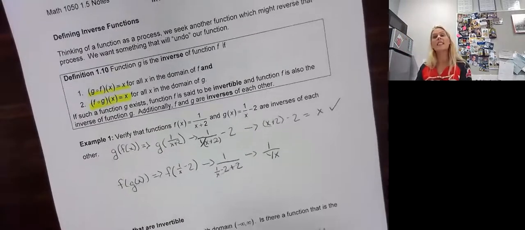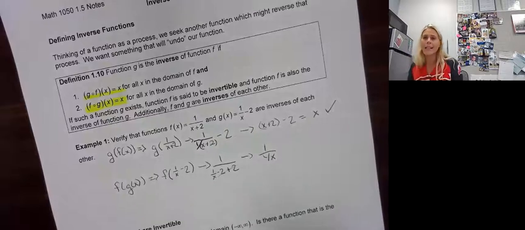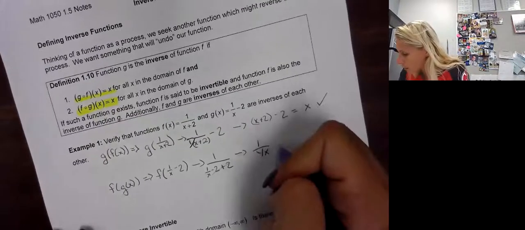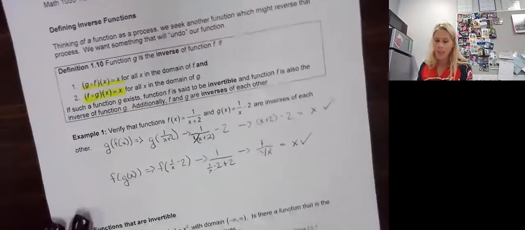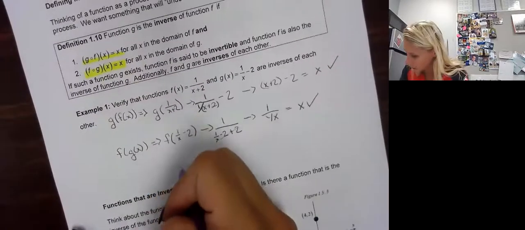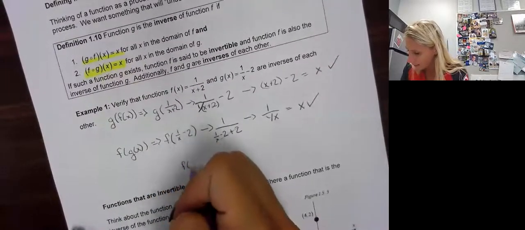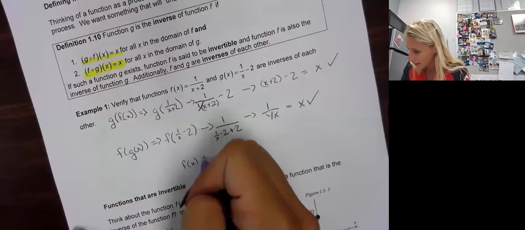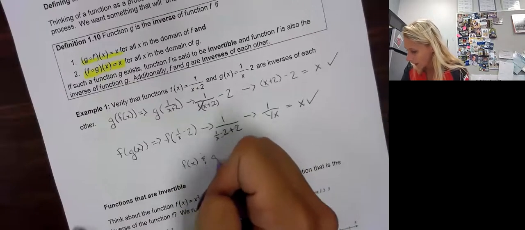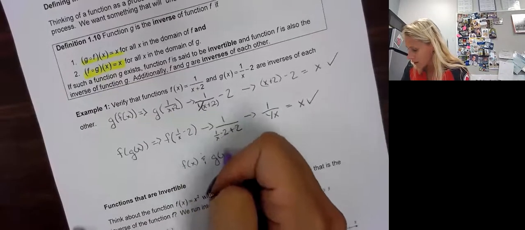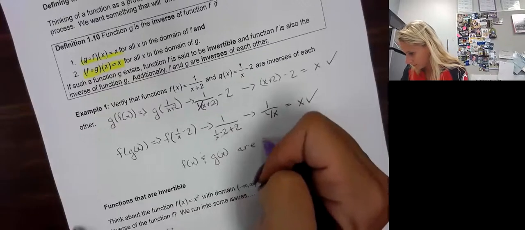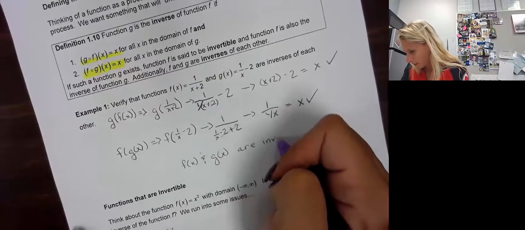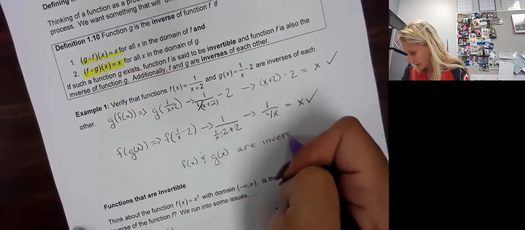And again, dividing by a fraction is the same thing as multiplying by its reciprocal. So we end up getting x. So yes, these two are inverses. So f of x and g of x are inverses. So let's look at what this means.